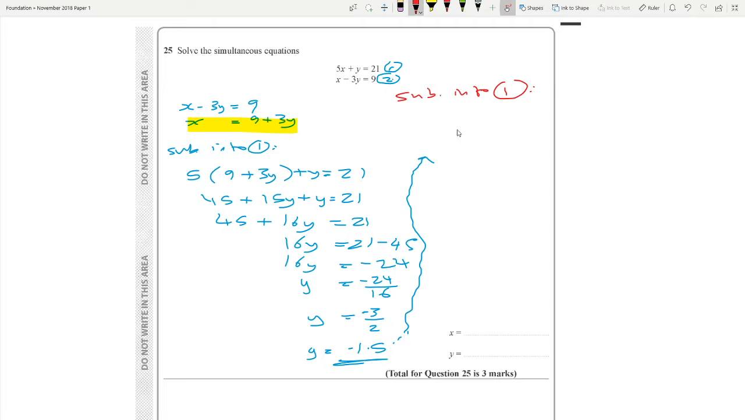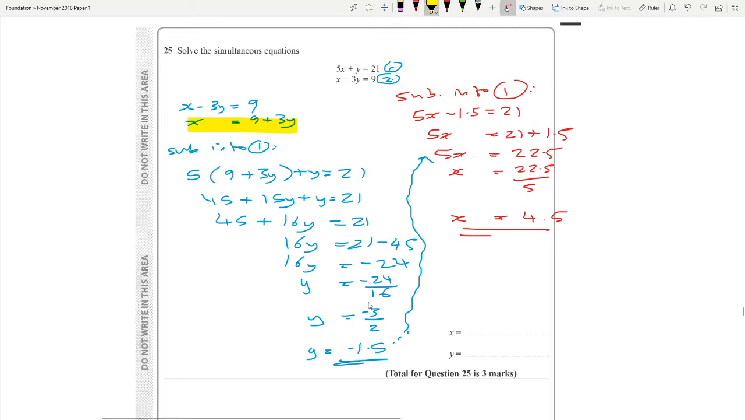So that's going to give us 5x add y. When y is negative 1.5, adding a negative is the same as subtraction, so it's going to be 5x minus 1.5 equals 21. Rearrange this, so we get 5x equals 21 add 1.5, so therefore 5x equals 22.5. To solve this equation, divide both sides by 5, so you got 22.5 divided by 5, so x equals 4.5.